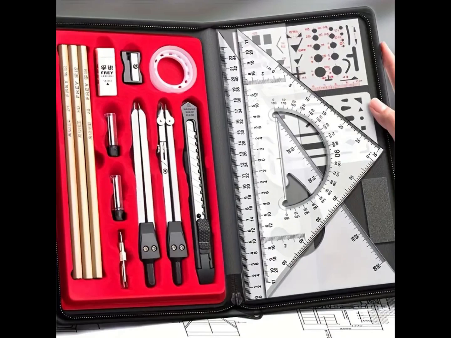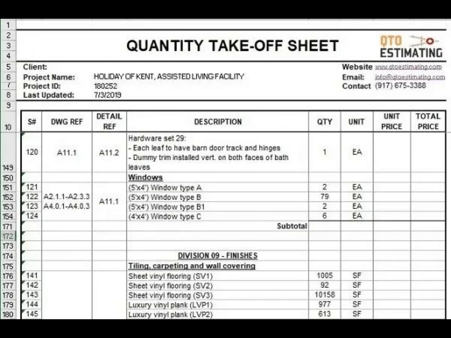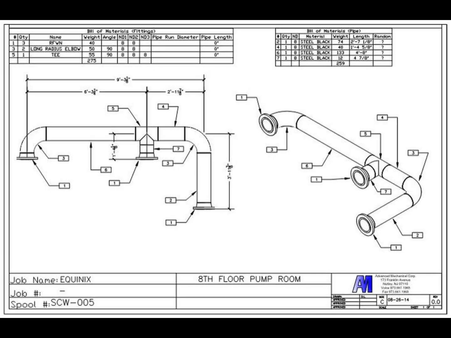In this presentation, we will walk through a proven engineering grade method to produce a highly accurate material takeoff from engineering drawings. This approach is used by experienced process, mechanical, and piping engineers on real construction and EPC projects. The goal is not only to count materials, but to produce a takeoff that is accurate, traceable, and defensible.